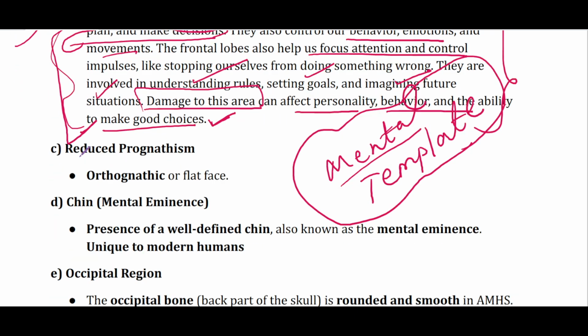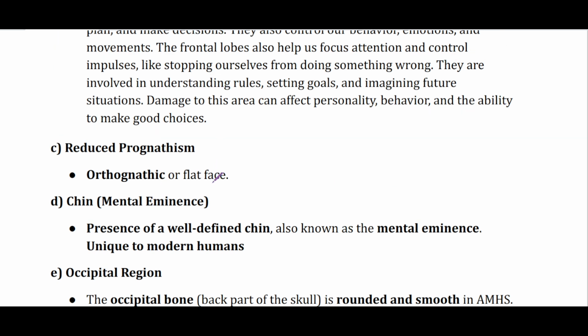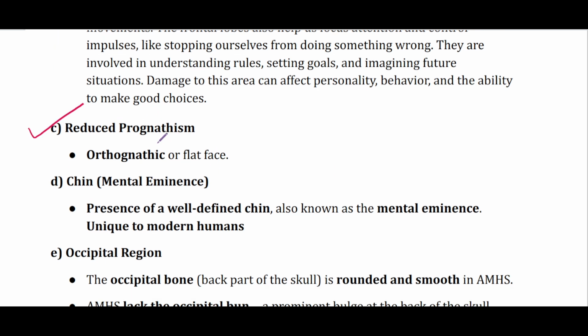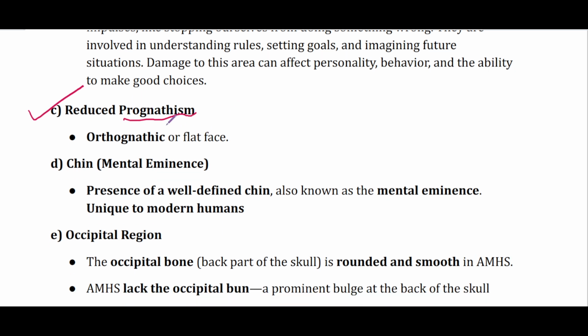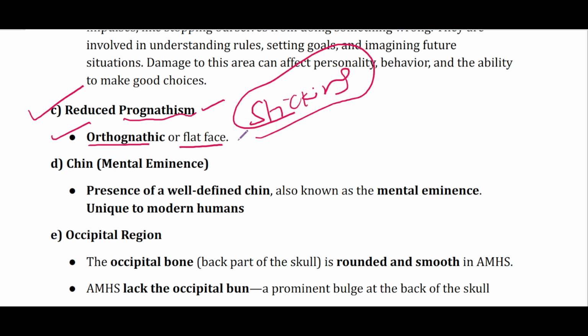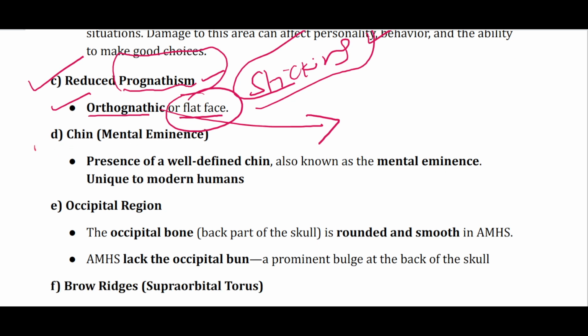Now let's proceed to the facial structure. So the face, the jaw, it has reduced prognathism, or the face is orthognathic or flat face. So prognathism, it is about protrusion, the sticking out of jaw. Whereas orthognathic, it means the face, it is opposite to prognathism, which means there is no protrusion, no sticking out, the face is flat.